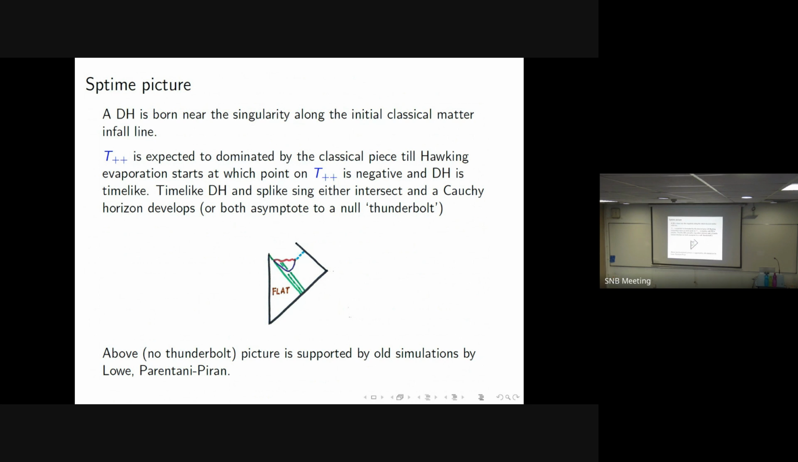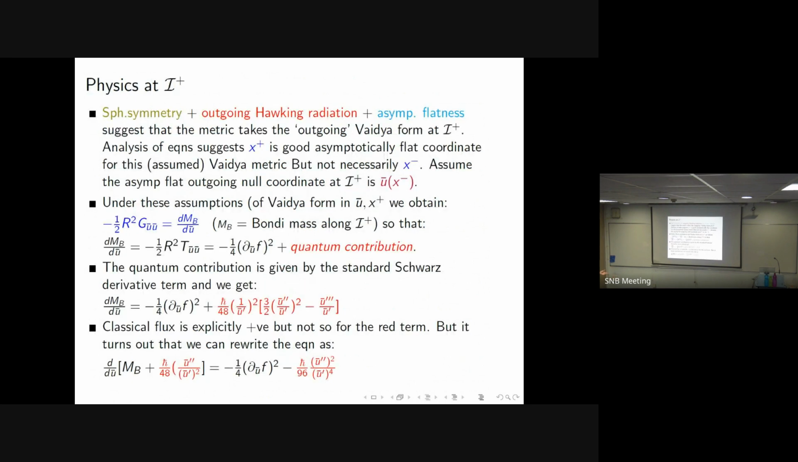The semi-classical equations tell you the rate of change of Bondi mass and tie it to the total stress energy which is being received over there. That stress energy has a classical part and a quantum part, which I know because we can write down the semi-classical equations. If you analyze those equations in detail, this is what they look like. This is the rate of change of Bondi mass. This is a classical part, and this is a semi-classical part.